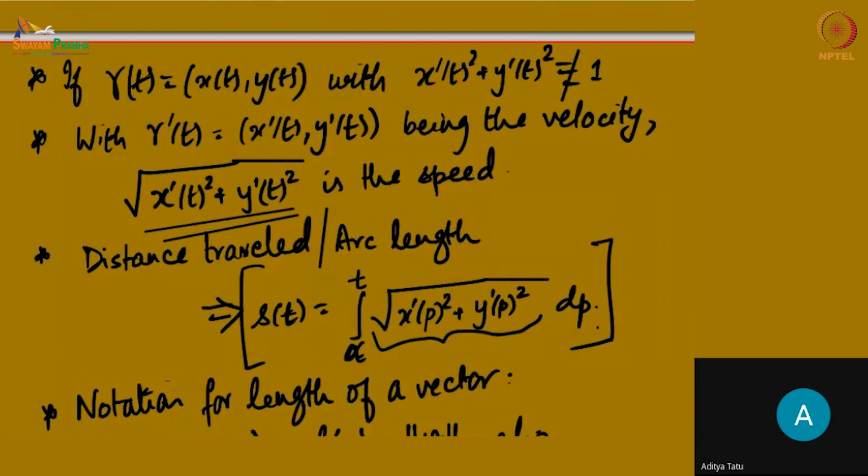So if I start at some time alpha, and at different times between alpha and t I travel at different speeds, then in order to find how much distance I have traveled at time t, I'll have to integrate. So this is speed, this is time.